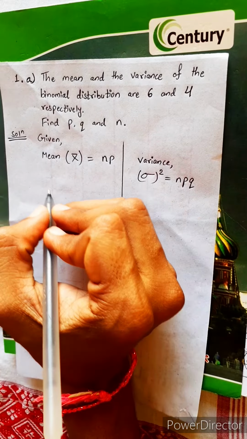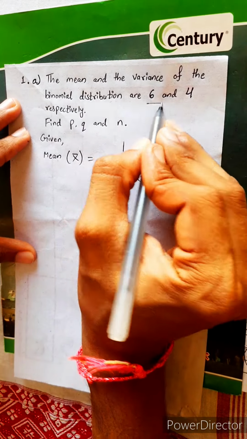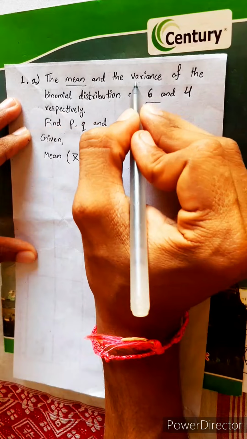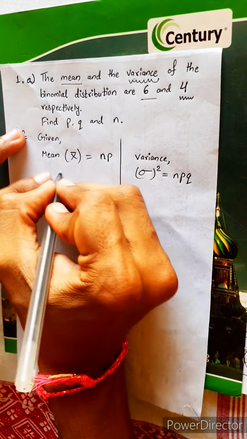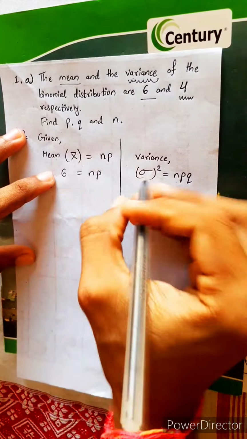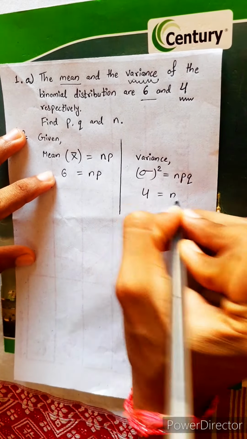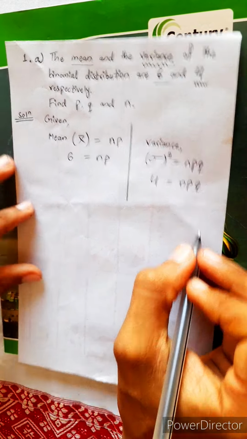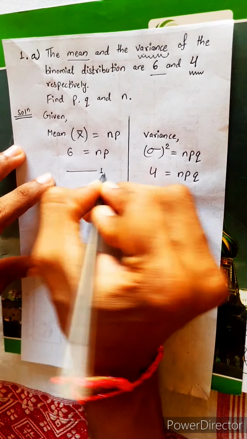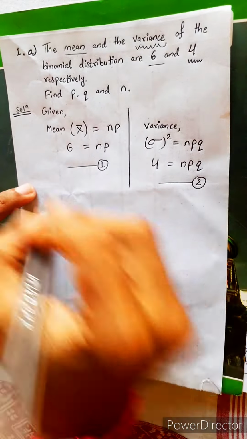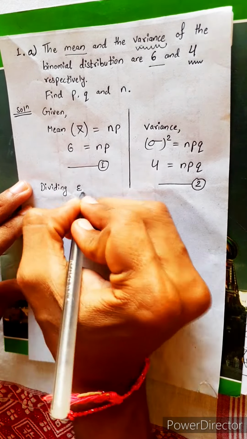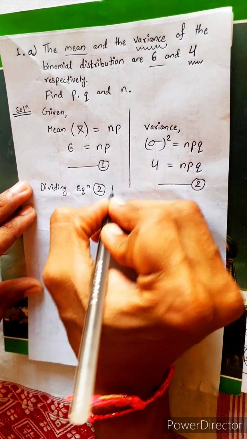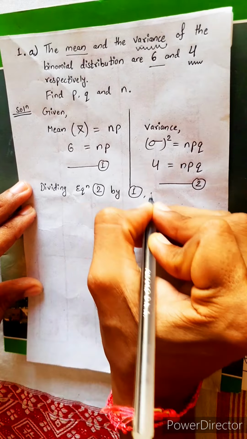Now, in the question, how much is given? Mean is given as 6, and variance is given as 4, respectively. So 6 equals np, and 4 equals npq. Make this equation 1 and this equation 2. Now divide. Any equation you can divide; equation 2 by 1 also you can do.